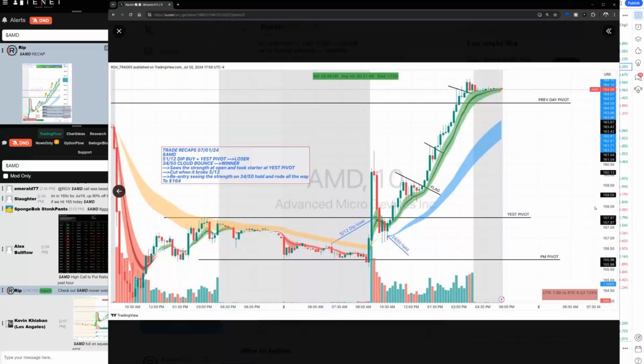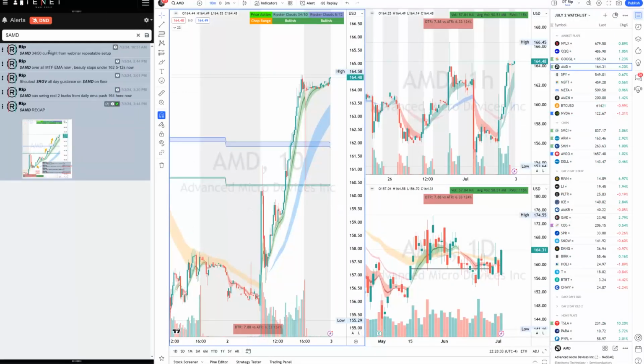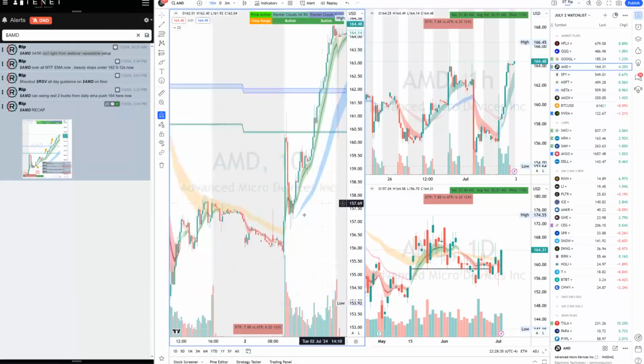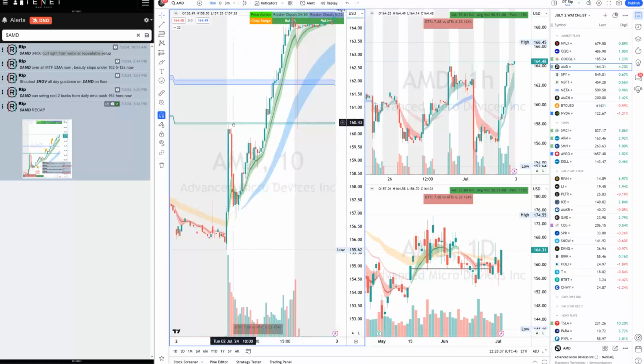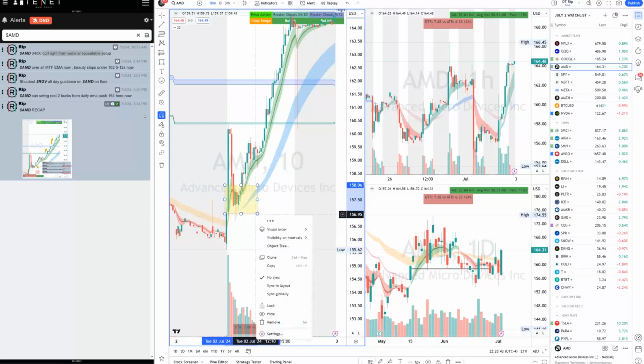Let's see. So this was the setup. He recapped it, right? This 30, 40, 50 bounce. So this was the setup at the 30, 40, 50 bounce. So what did I say, right? I said 34, 50 curls, and that's our setup from the webinars. Additionally, it did pull back to the daily 20, 21 clouds, and this is where you long it right here. That's what I told everybody.